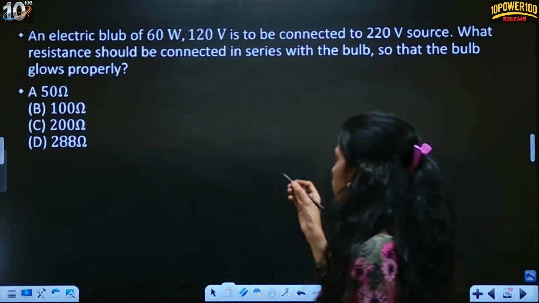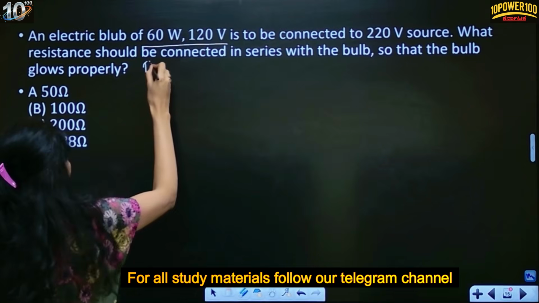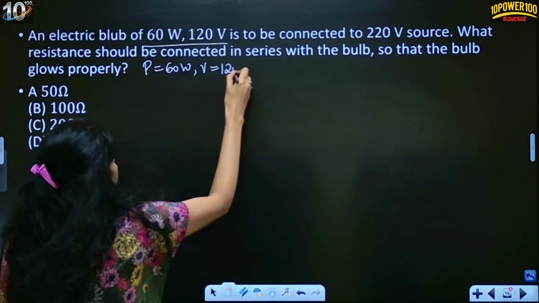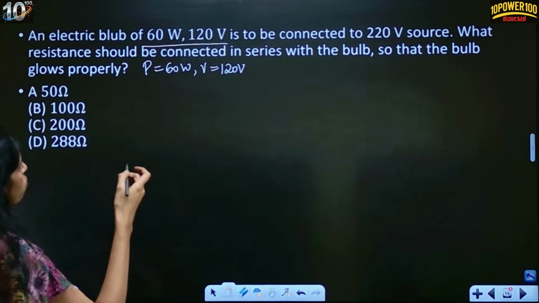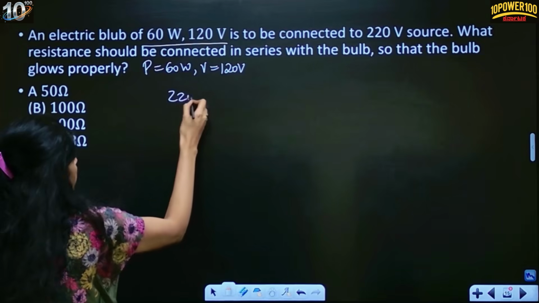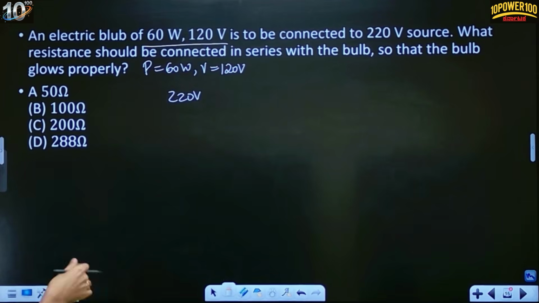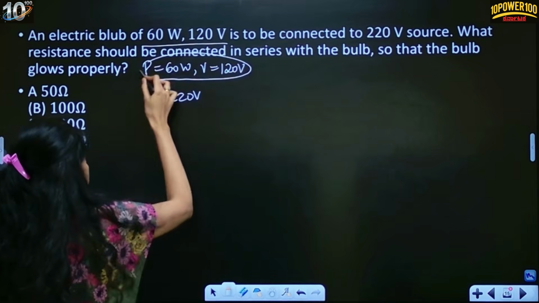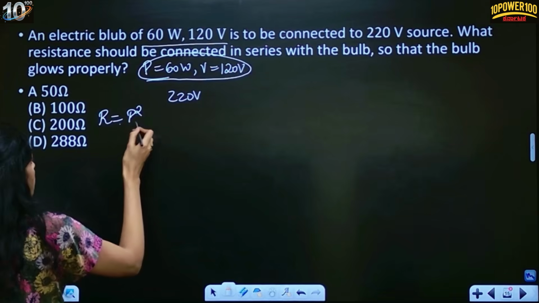Now, how it works: you have 60 watt and 120 volt, which is nothing but power is 60 watt and voltage is 120 volt. This is a bulb, and it is connected to a 220 volt source, guys. So what resistance should be connected in series with the bulb so that the bulb glows properly? Fine. So first let me find out the resistance of this. Using the formula R equals P square by, sorry.